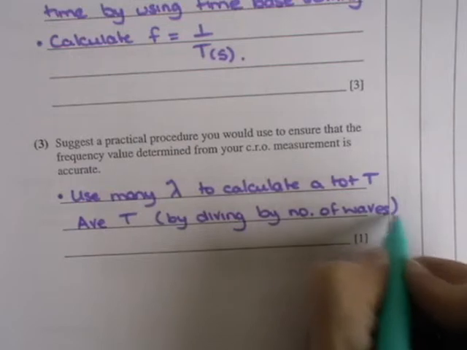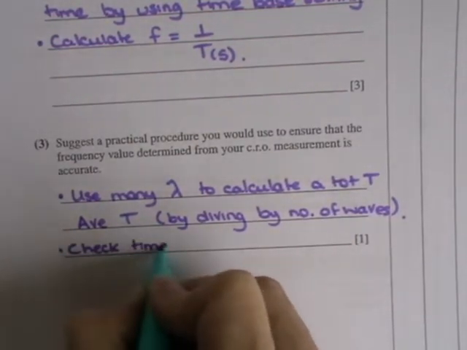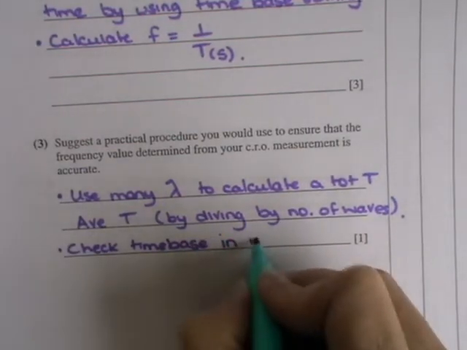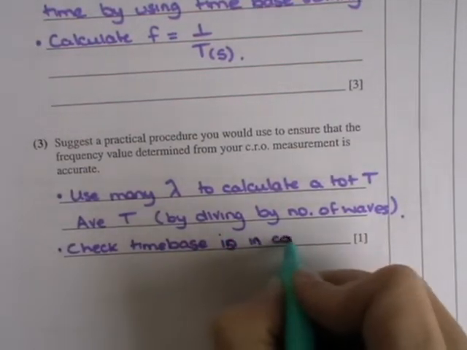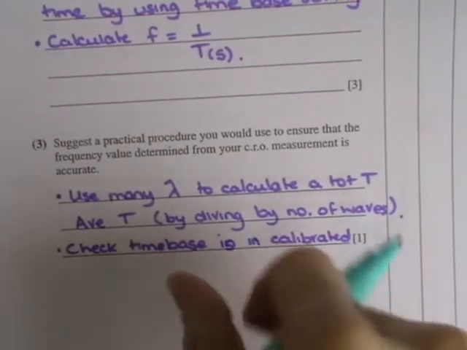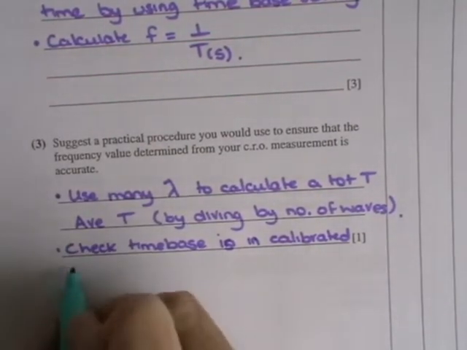And the other thing that you could do is check that your time base is in its calibrated position, which is one of the buttons down beneath. It's like a volume control. It has to be right round to the left, and that's the calibrated position.